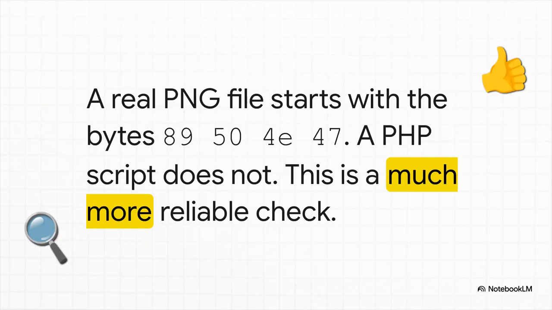Take a PNG image, for example. A real PNG file will always start with these exact bytes. A PHP script, even if an attacker names it cutekitten.png, will not. So by checking these magic numbers, the server can be way more confident that the file is what it claims to be. It's a much, much stronger defense.